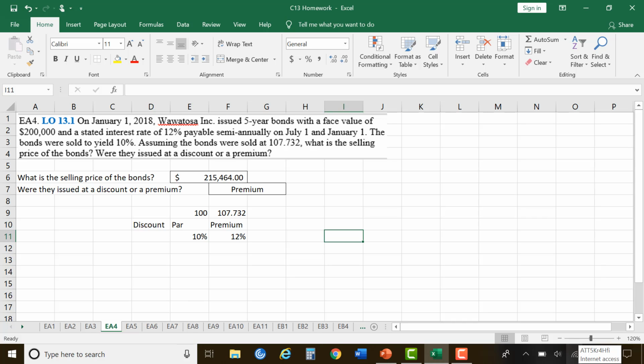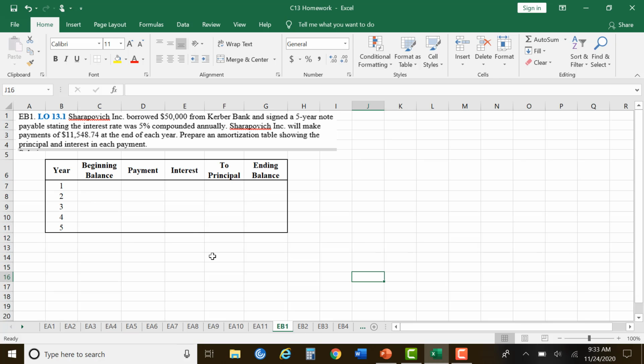Let's jump to the B exercises. For exercise 1, we've got Sharapovich Inc. borrowed $50,000 from Kerber Bank and signed a 5-year note stating the interest rate was 5%, and he'll make payments of $11,584, $548, and $74. So we can put our payments in, $548 and 74 cents.